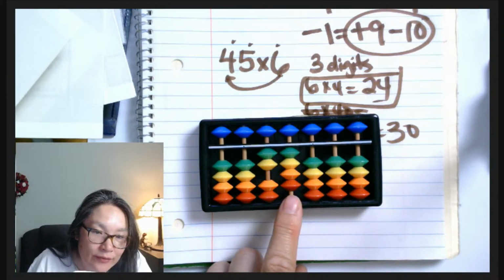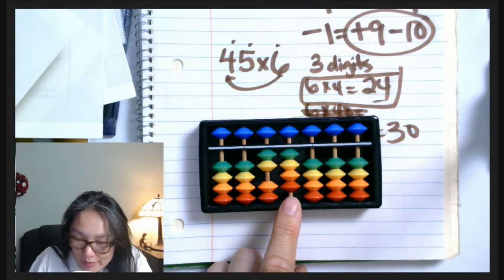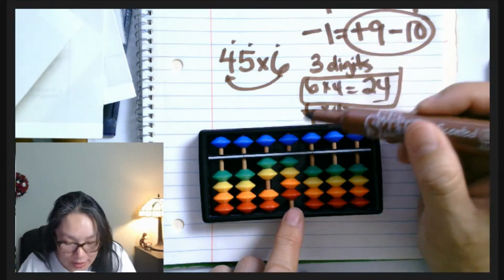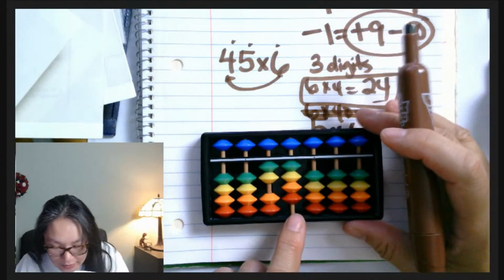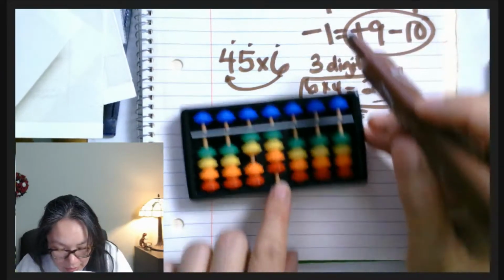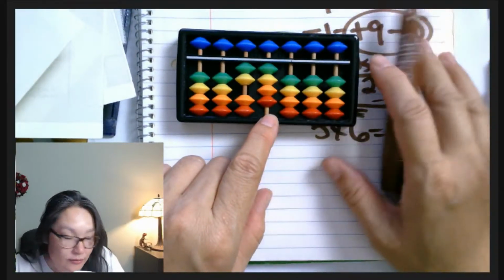How do you add 3 to this 4? How do we add 3? Do you remember? We need to utilize our 5. So what we're going to do is to add the 5, right?